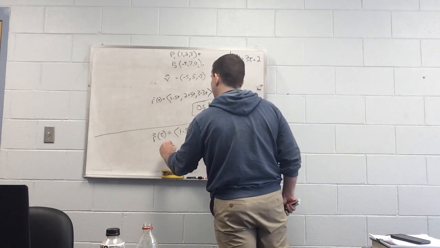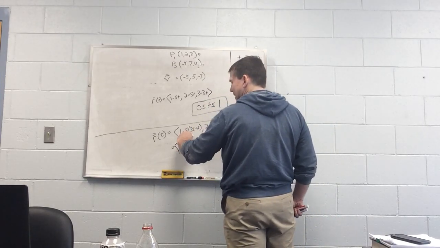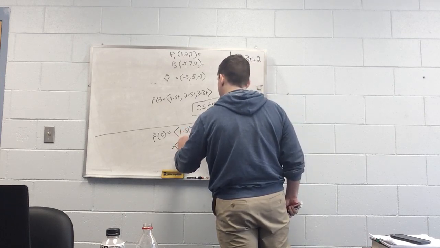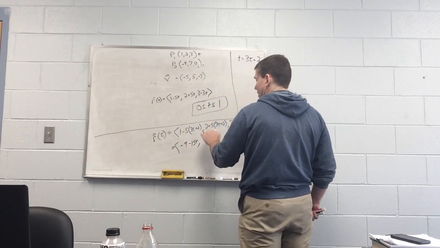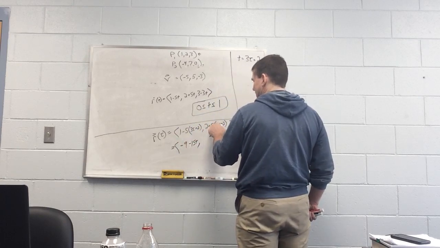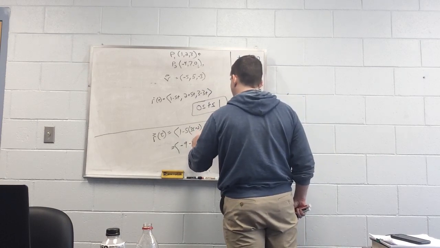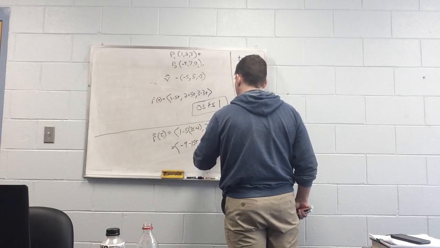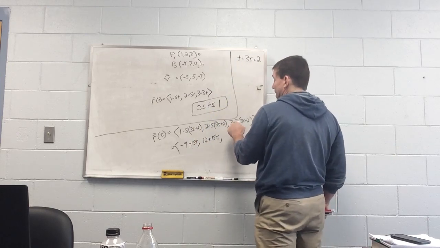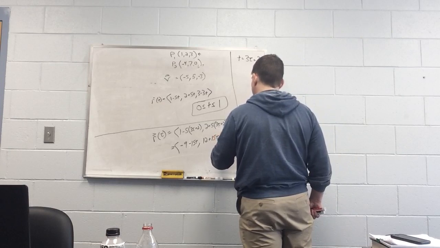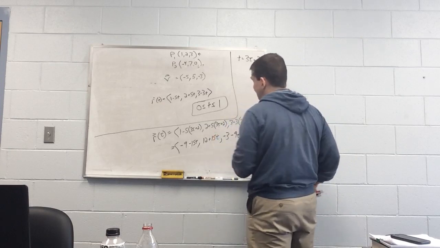And I can simplify that. Let's see, 1 minus 15 tau minus 10, 1 minus 10 is negative 9 minus 15 tau. 2 plus 15 tau plus 10, 2 plus 10 is 12 plus 15 tau. 3 minus 9 tau minus 6, 3 minus 6 is negative 3 minus 9 tau.